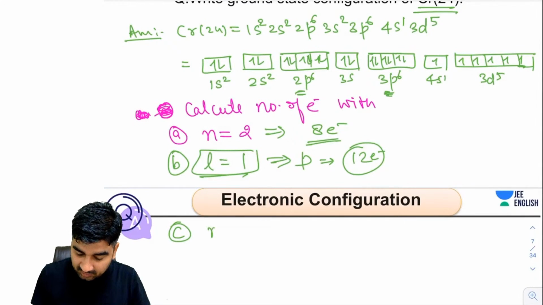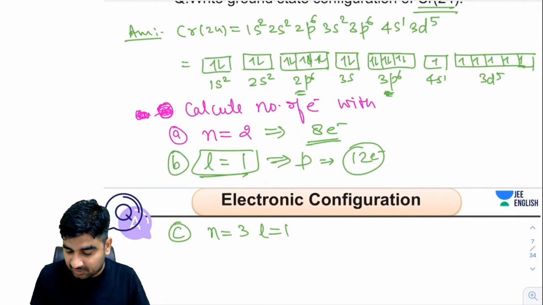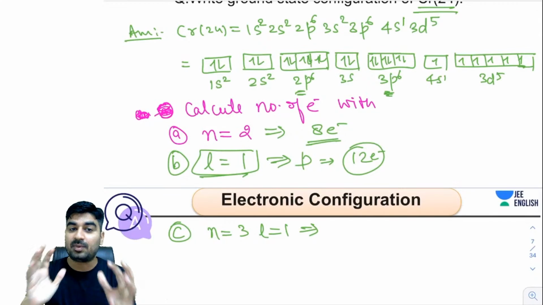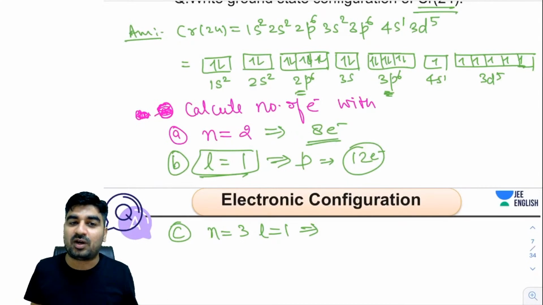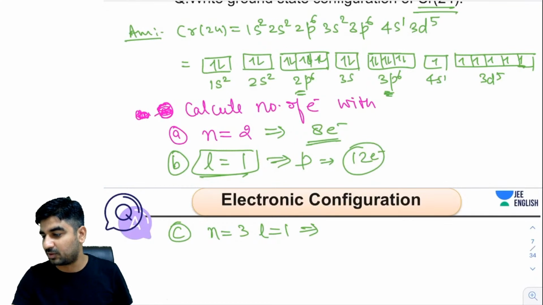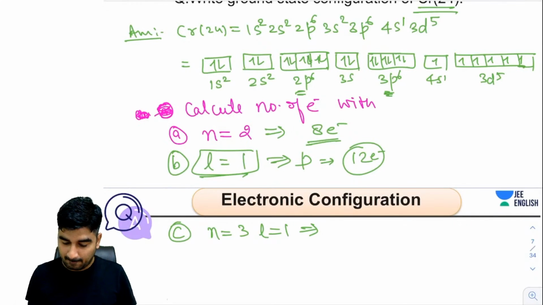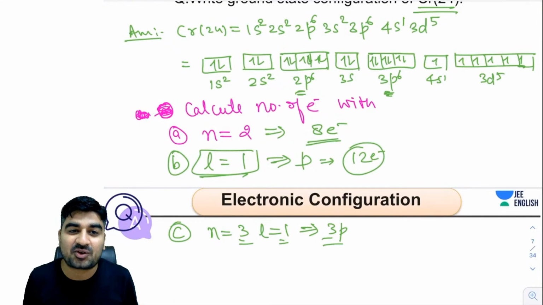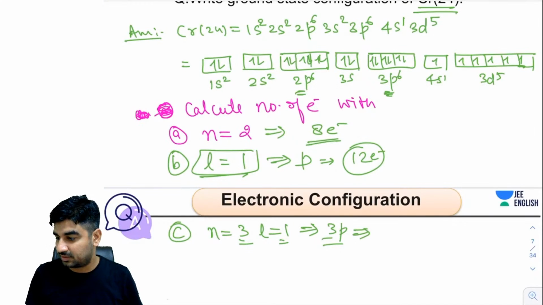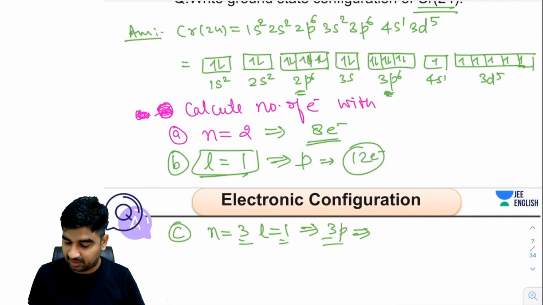If I say n is equal to 3 and l is equal to 1, then what would be the number of electrons having this set of quantum numbers? Yes, Jack Sparrow was right. n = 3, l = 1 means it will be 3p. And how many electrons are there in 3p? 6. Yes, correct. Exactly.